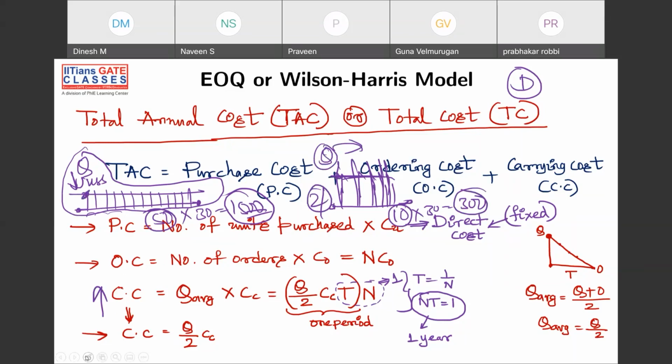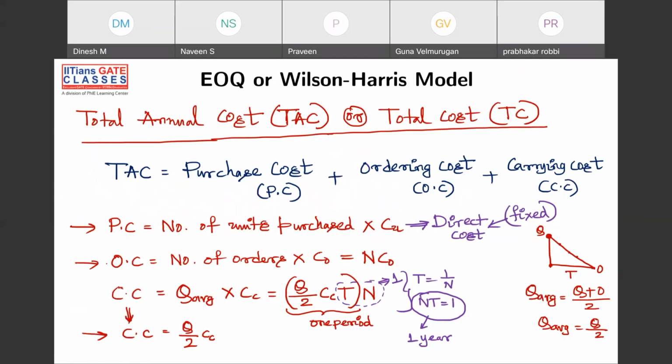So what is happening here? This ordering cost and carrying cost have an inverse relationship. If the number of orders is increasing, carrying cost will come down because quantity is reducing. If ordering cost is coming down, in the sense you are ordering more quantity, carrying cost will go up. So we are stuck between these two. But anyways, let's not discuss that. I'll discuss that in the form of a graph.